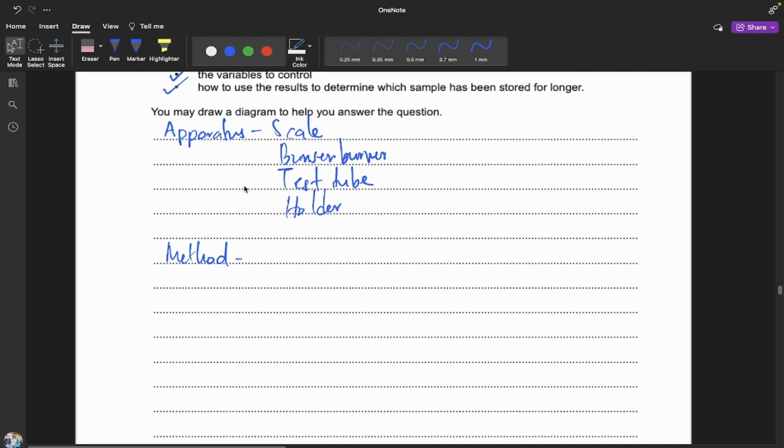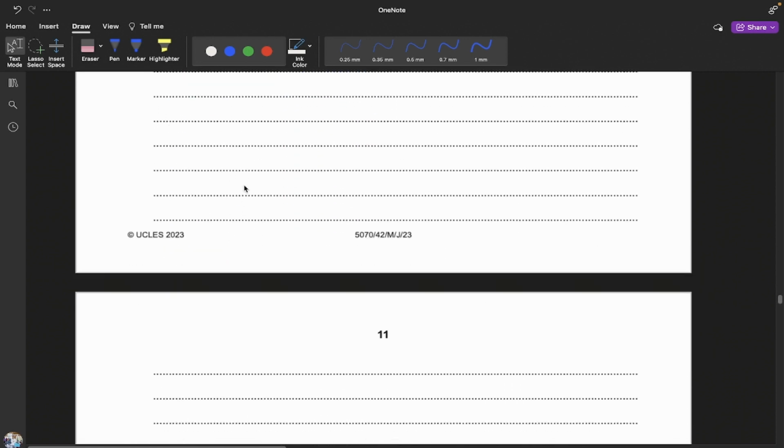How to use the results to determine which sample has been stored longer. The sample which gives the least amount of carbon dioxide is the one which has been stored for the longer period of time. Okay, that's it for the paper.